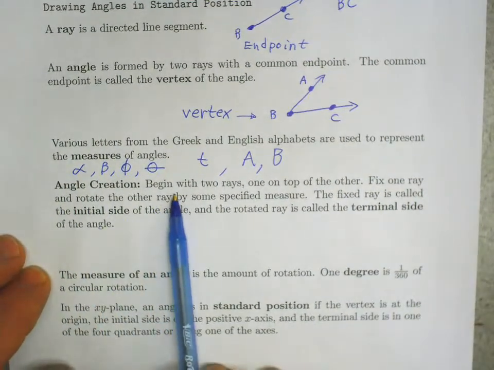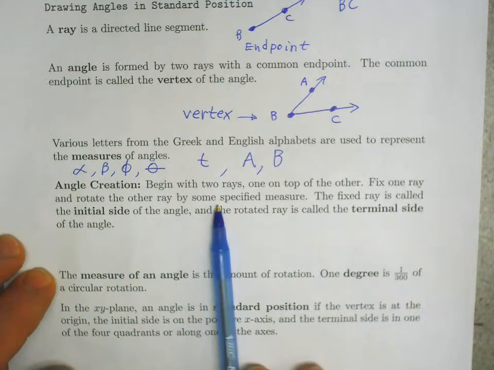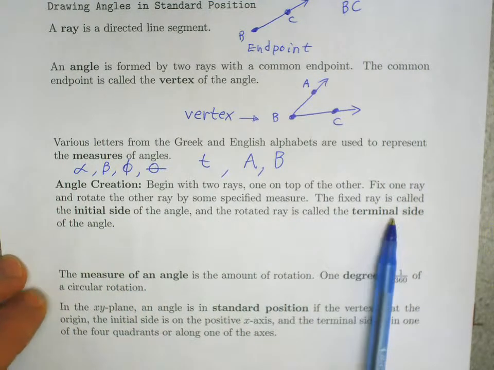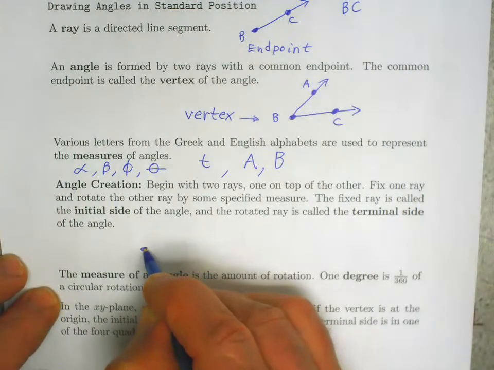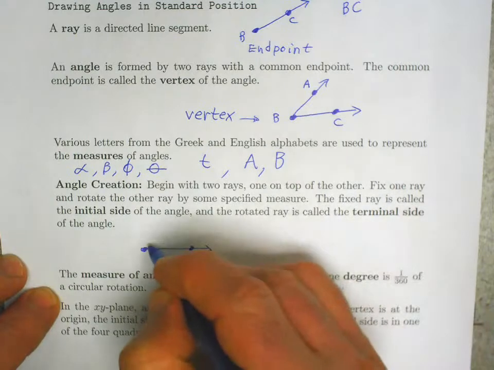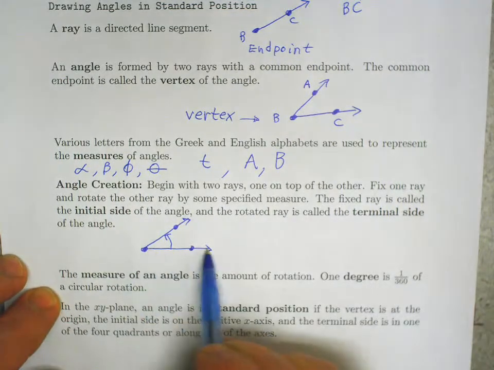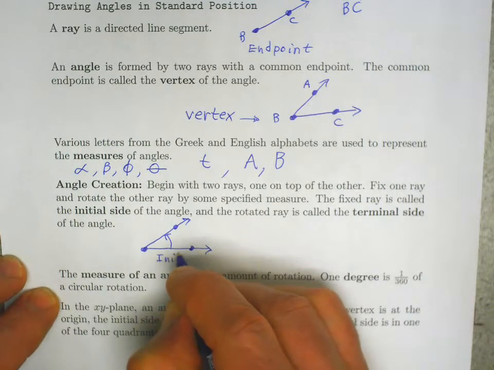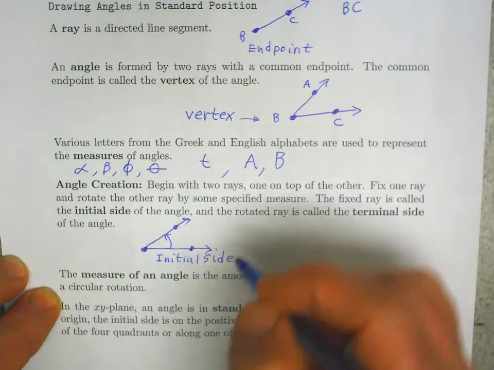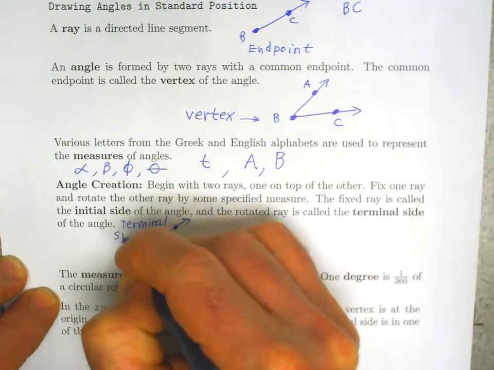Angle creation: begin with two rays, one on top of the other. Fix one ray and rotate the other ray by some specified measure. The fixed ray is called the initial side of the angle, and the rotated ray is called the terminal side. So we'll suppose that we start with two rays, one on top of the other, and then if you rotate one of those counterclockwise, then we create this angle. We started with the initial side. And then where the rotated ray stops is called the terminal side. So that's pretty straightforward.